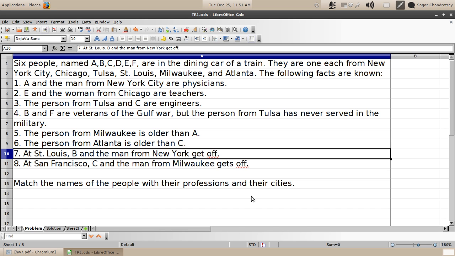Today we are going to look at a reasoning problem. As you can see on the screen, the problem reads like this. 6 people named A, B, C, D, E and F are sitting in the dining car of a train, and they are each from 6 different cities in the US, and the following facts are known about them.